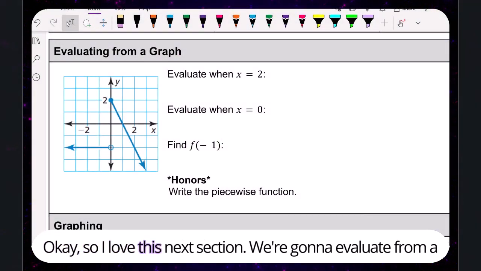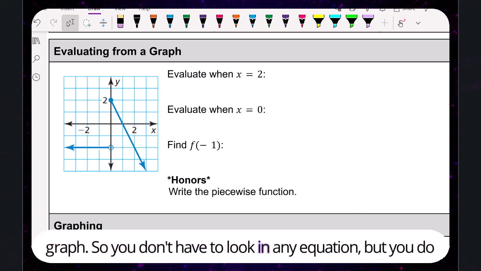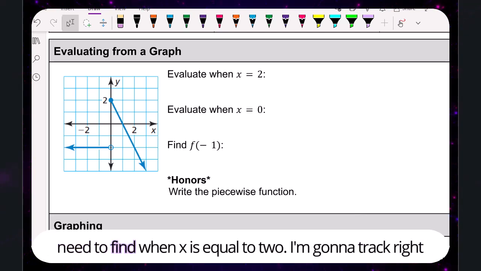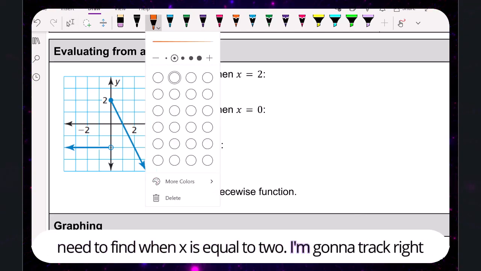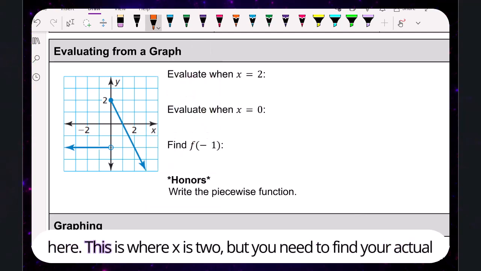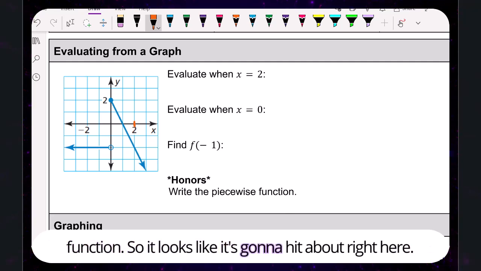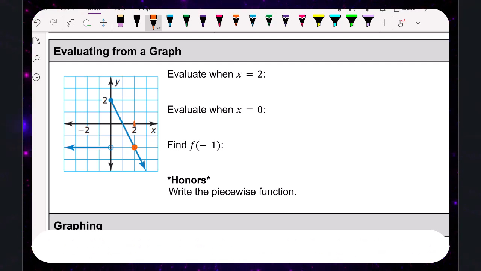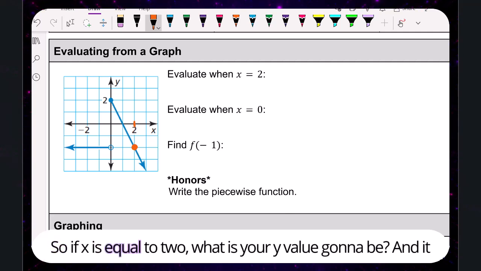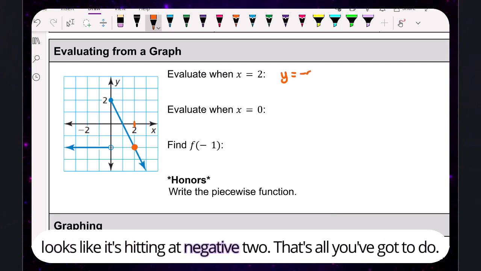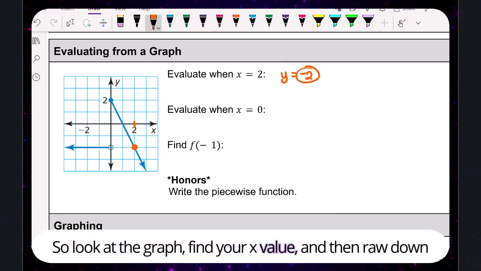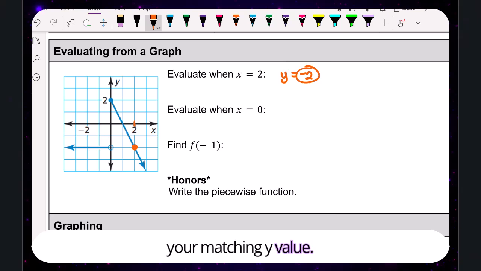Okay, so I love this next section. We're going to evaluate from a graph. So you don't have to look at an equation, but you do need to find when x is equal to 2. So I'm going to track right here. This is where x is 2, but you need to find your actual function. So it looks like it's going to hit about right here. So if x is equal to 2, what is your y value going to be? And it looks like it's hitting at -2. That's all you've got to do. Just look at the graph, find your x value, and then write down your matching y value.